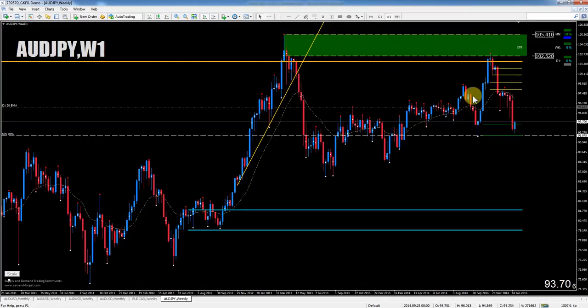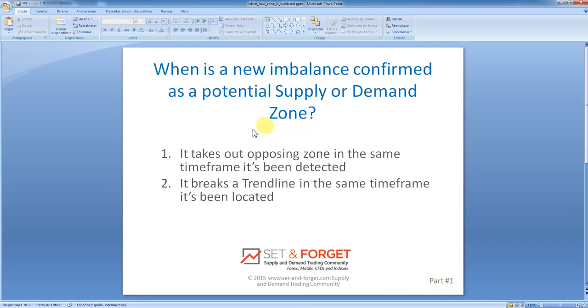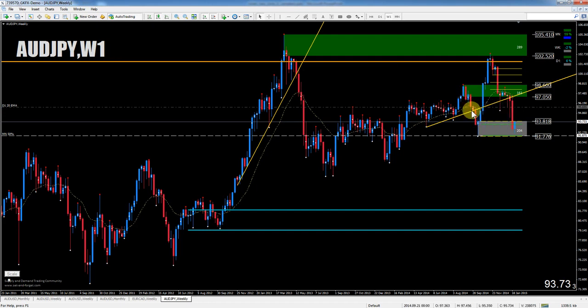Now we've got this. As we were rallying from here, okay, from there, we connected this peak with another peak. This area over there was the one, wasn't it, that broke the trend line. So this is supply. So if that's supply, then this is demand. Okay, this has to do with the previous lesson. Well, when is an imbalance confirmed as a potential supply? In this case, it took out the opposing demand zone, or it broke a trend line. What did that? It took out the trend line. So we've got a valid area of demand.